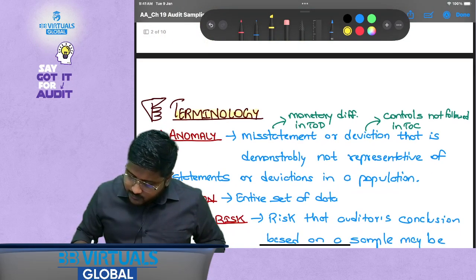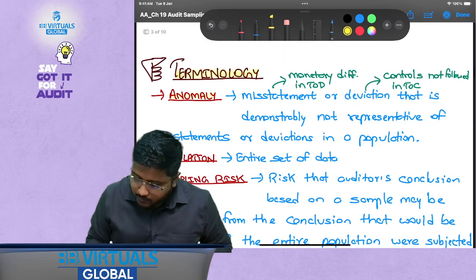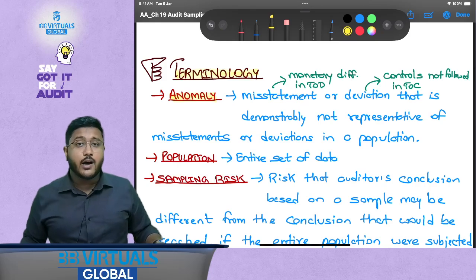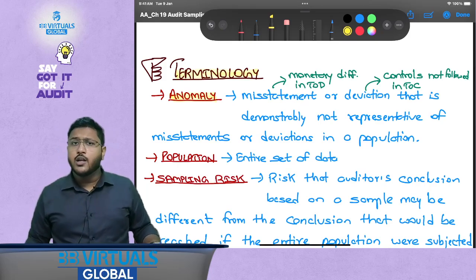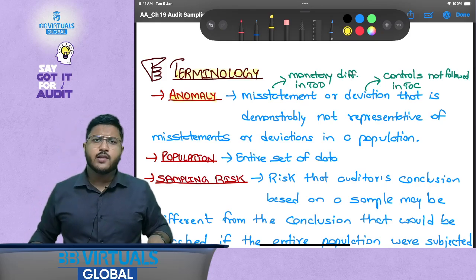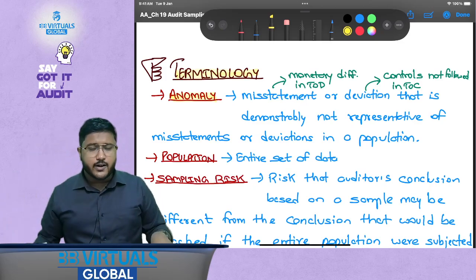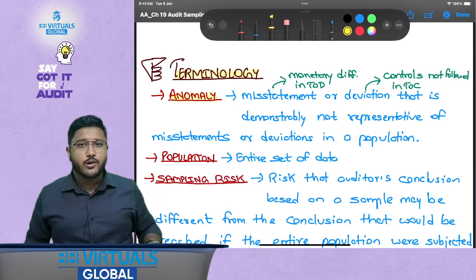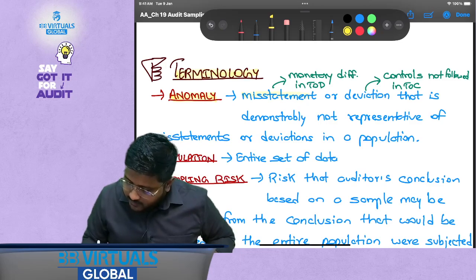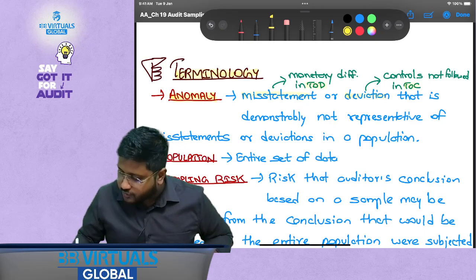Now there are certain terminologies that are important here. Anomaly is an outlier which is not representative of the population. Sometimes there is an outlier which has been identified, but it is not representative of the population. That is called an anomaly. Then misstatement in case of TOD, and deviation in case of TOC.